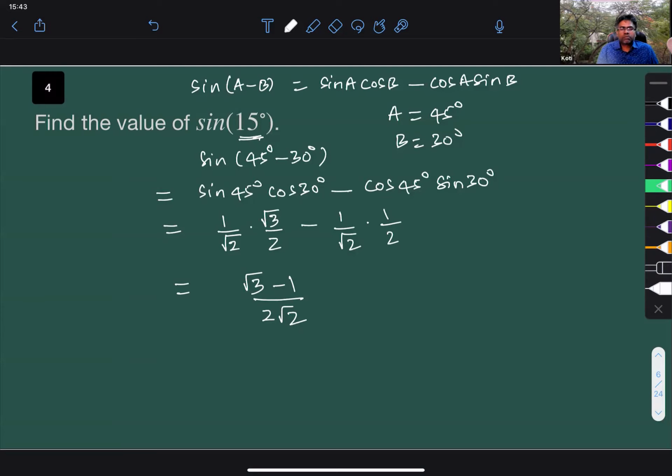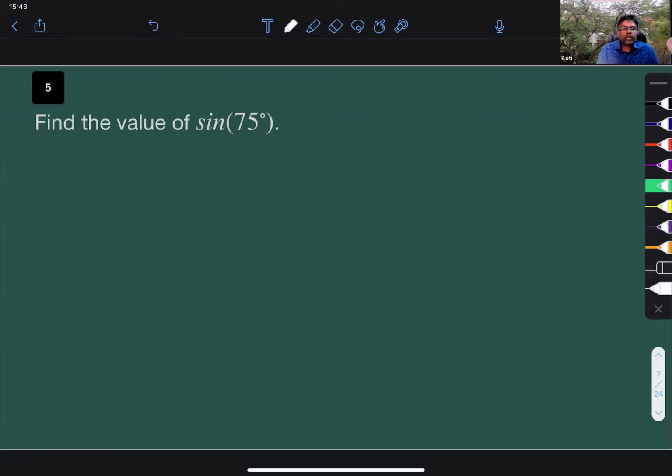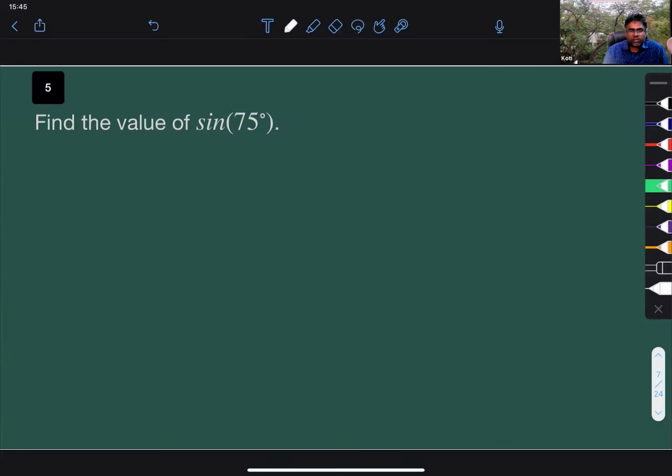Okay, so I'm assuming there are no questions. Let us move on. Now if you have understood the previous one, this should be easy. So you have a minute. Okay, so what can we do here? I think 15 is 30 plus 45. 30 plus 45. Very good.